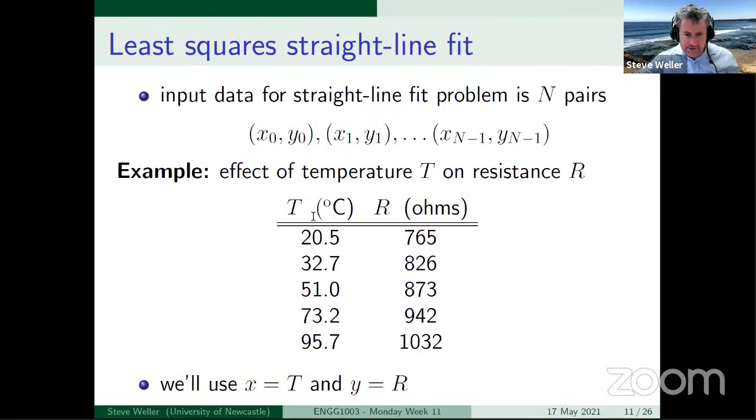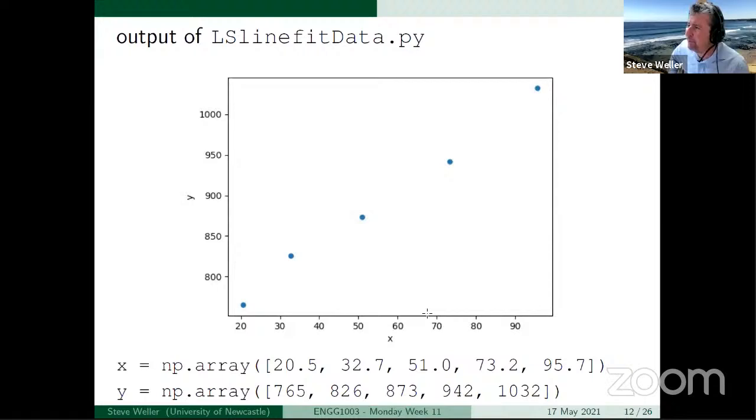So you can sort of see the trend. Increasing temperature results in increasing electrical resistance. That trend is really apparent if you plot the points. And I've plotted the data here as 5 blue points. On the x-axis is the temperature in degrees Celsius, and on the y-axis is the electrical resistance measured in ohms.